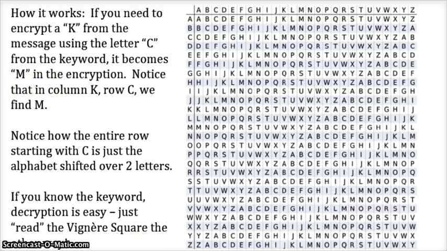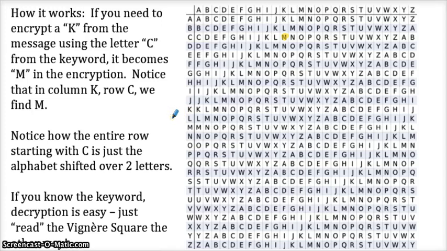Now, can you see what's going on here? Notice in column K, row C, we have an M. So when we get to C in the keyword, we're going to look through this, and the letter we have to encrypt will be along the top, and the one where those intersect, kind of like coordinates, that's going to be the letter for the encryption.